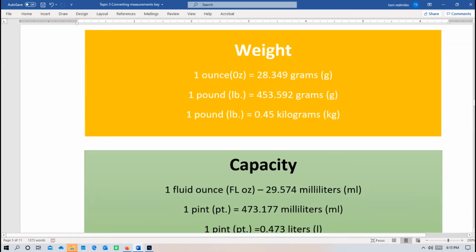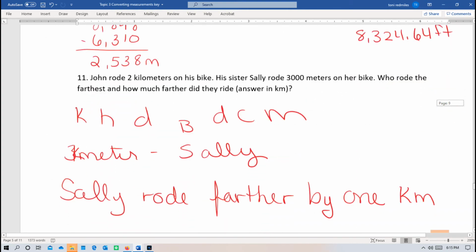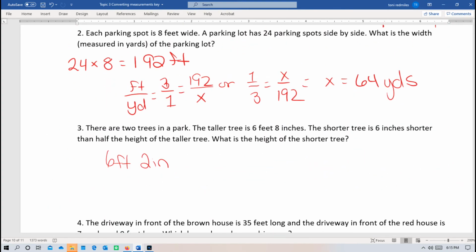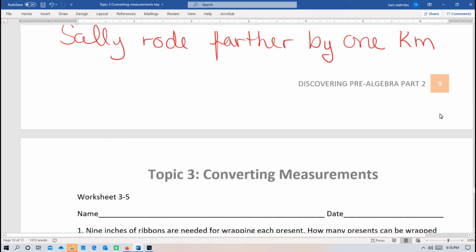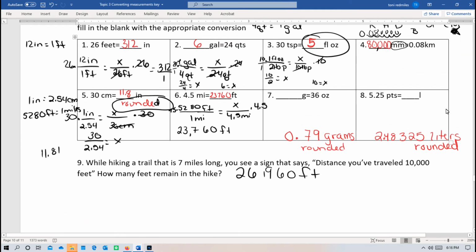Looking at weight. Oh, there we go. 1 is 28.349. And usually in nursing school and everything, we use just 28. But for this one, we're going to use the full conversion. Okay, so that's grams. I want to know grams, so I'm going to put that on top. 28.349 grams equals 1 ounce. Okay.